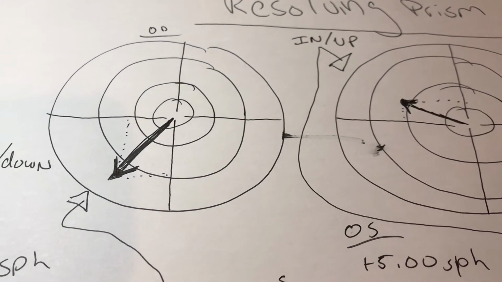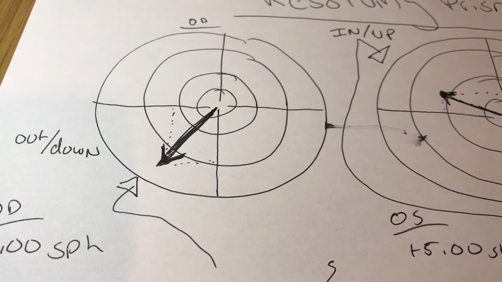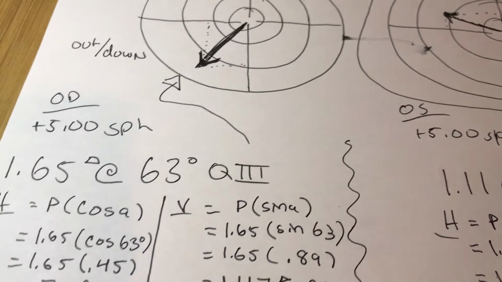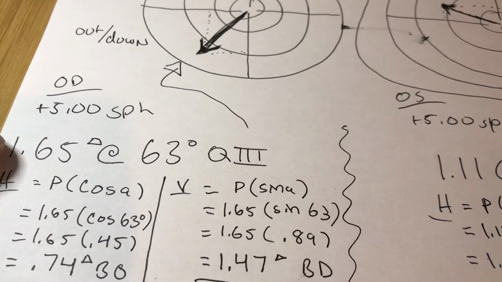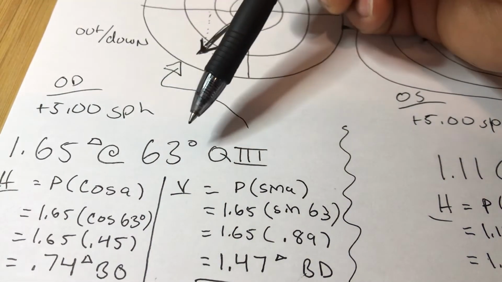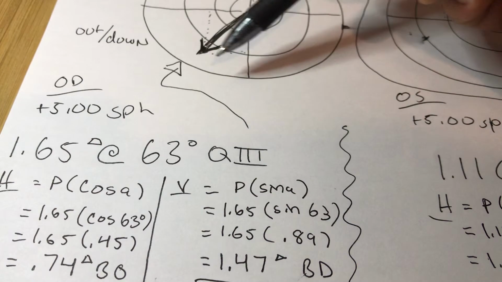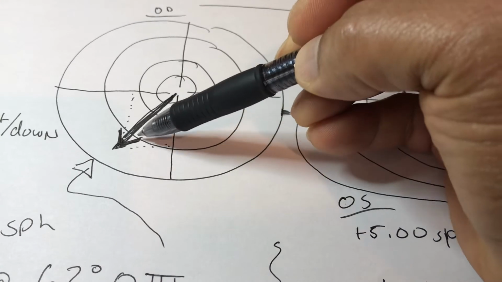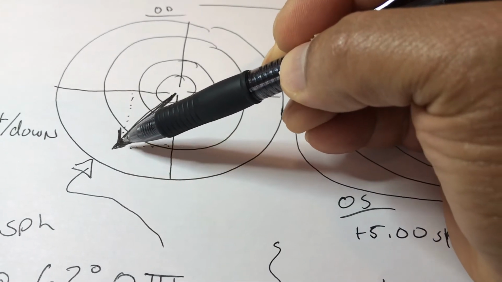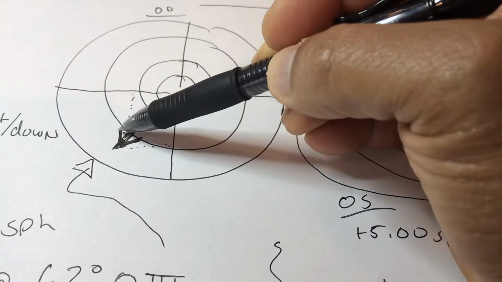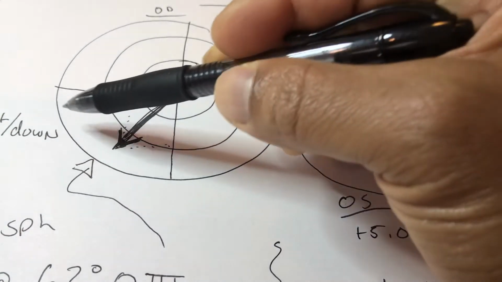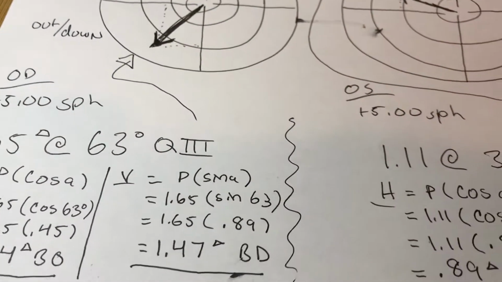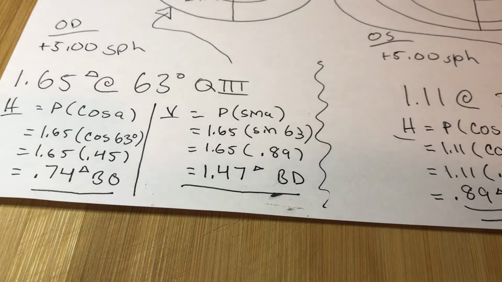If we had some grids here, I'll just go ahead and start with the right eye, with a prescription of +5 and a given combined or resultant prism of 1.65 at 63 quadrant 3, we would have this example up here. If this was a half, 1.5, this would be about 1.63 at a 63-degree angle, quadrant 3, which means if this was a right eye, it would be out and down. And then there is the formula written out.